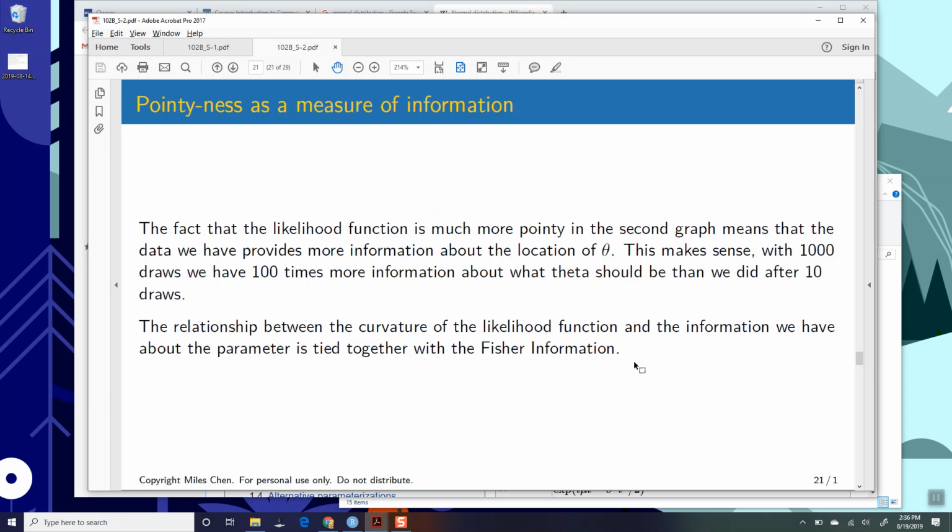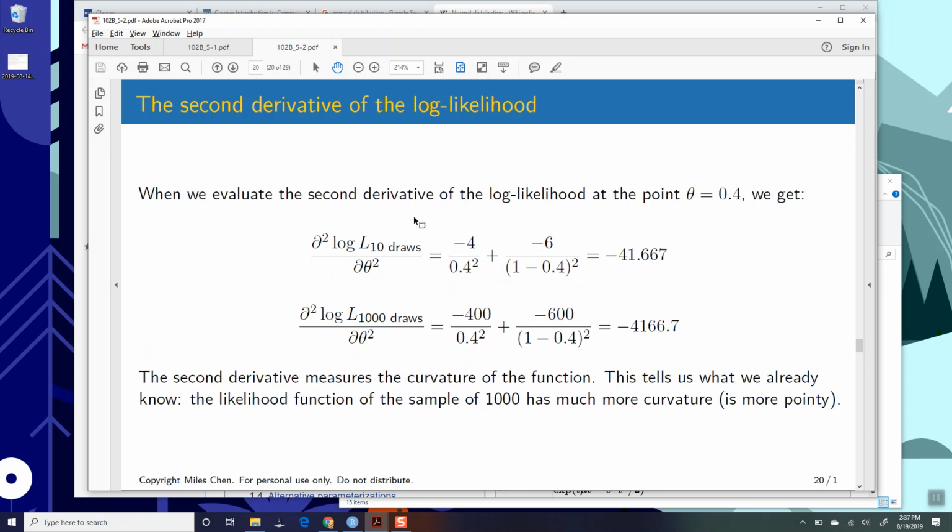All right. So this idea of curvature as a measure of information is useful to us. The fact that the second graph had a lot more curvature, was a lot more pointy, tells us that we've got more information about the location of theta. In both cases, our best guess for theta was 0.4, whether I had 10 observations or 1,000 observations. But with 1,000 observations, I'm basically saying I've got 100 times more information about the location of theta than when I only had 10 observations, because here this value is negative 42, and this is basically negative 4,200.